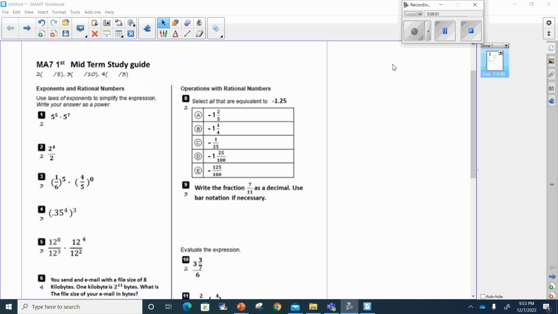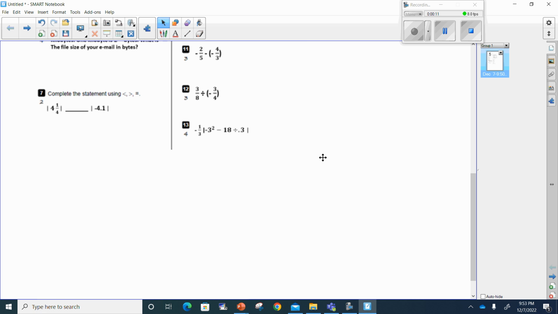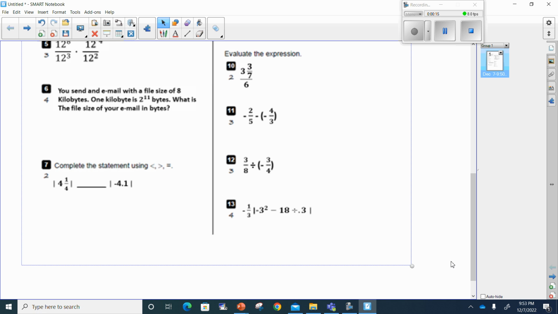Seventh graders, let's go ahead and get going on this midterm study guide. The first one has 5 to the 5th times 5 to the 6th. I'm going to blow this up a little bit just to see a little better. There we go.